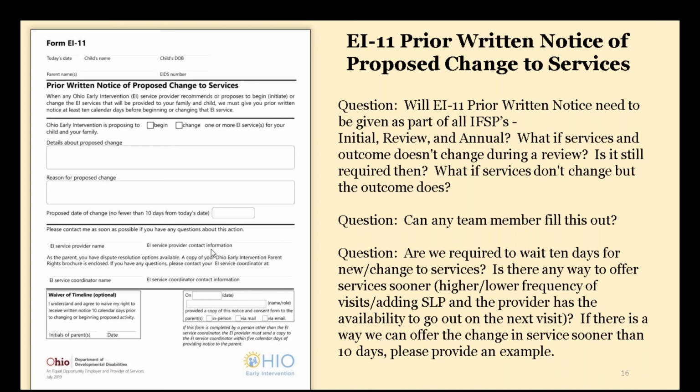Any decrease or discontinuation of an EI service on the IFSP grid requires the prior written notice. And the exception is when a one-time support from a secondary service provider is needed to support a primary service provider. Services may only start sooner than the 10 days required in prior written notice if the provider is available, which is, I think, what this questioner is asking, and the parent wants to waive that timeline.